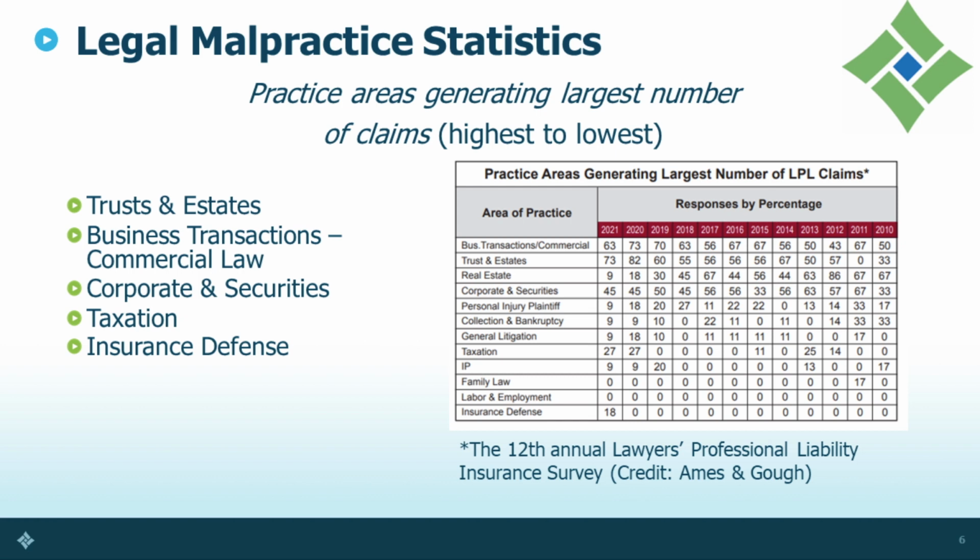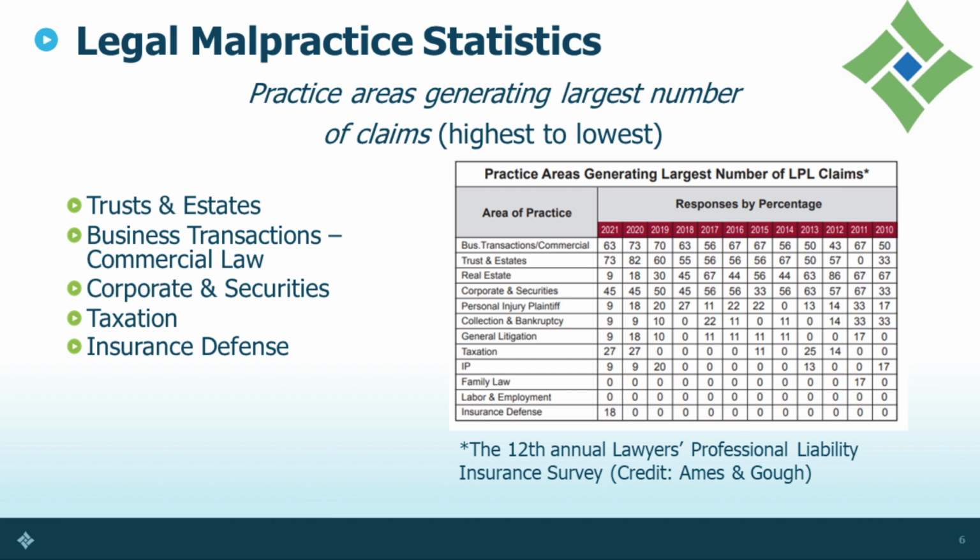One note about this survey, which again is done by Ames and Gough, they're awesome. The fact they do this, they're a broker. So I believe this is a survey of insurers of large law firms. So the numbers we're seeing here and the areas of practice, I think these are malpractice claims that large law firms are dealing with, which might be a little bit different from a solo practitioner or a small firm of under 5 lawyers. And I suspect we have quite a few of those on the line today.